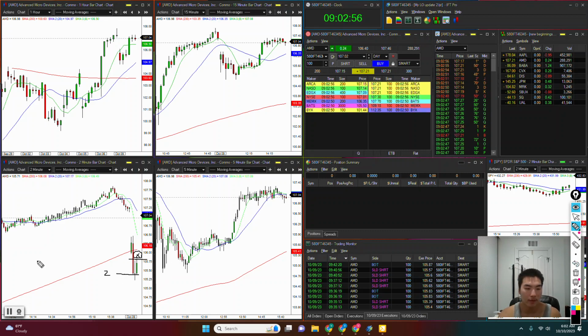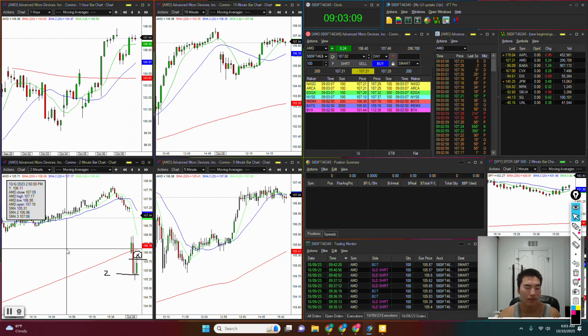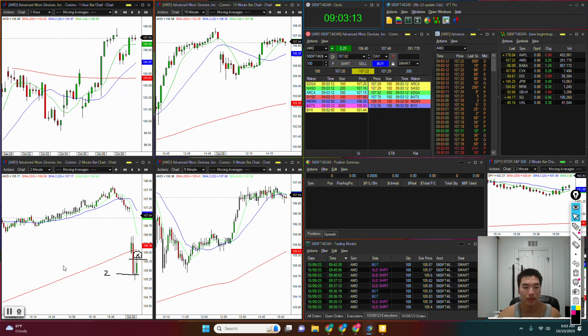this MA could have been flatter, right? Yeah, it could have been flatter. The flatter the 200 is, the stronger it is. That one's not too flat. But see this one right here is pretty flat. This one is rising. But yeah.